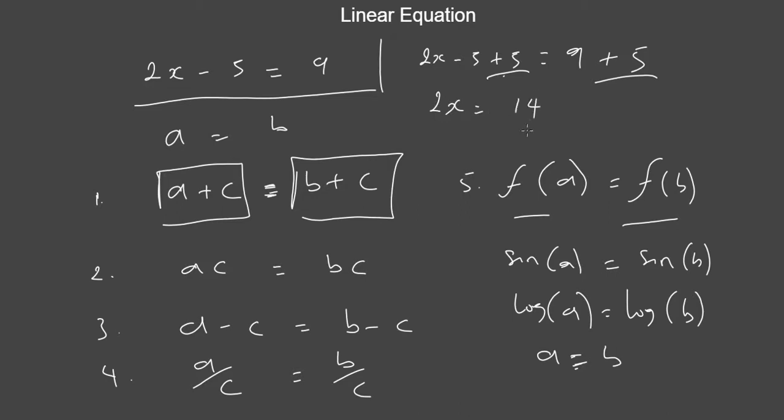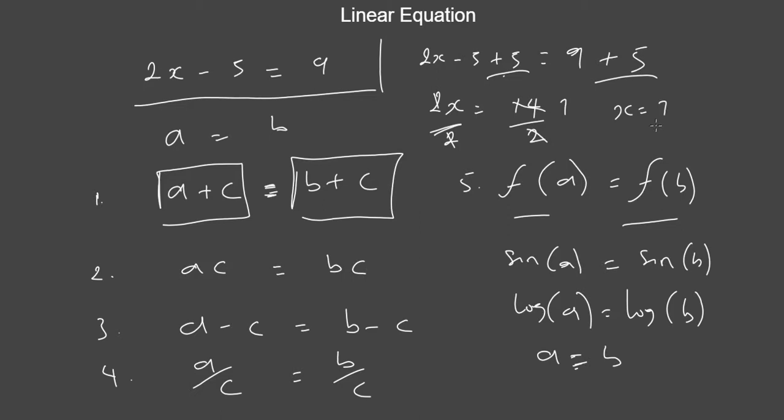Then the rule also says that if you divide anything here by something, you do the same thing here. So if I divide this 2x by 2, I must divide 14 by 2, and that gives me 7. Therefore, x equals 7.